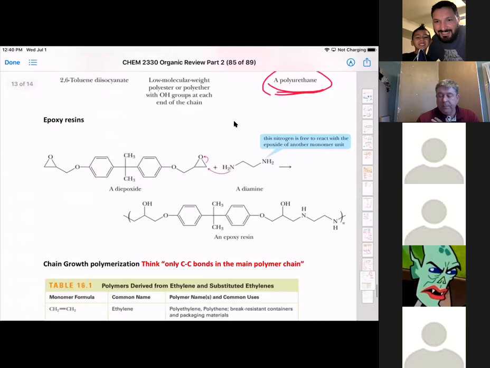And in the case of an epoxy, we have our nitrogen acting as our nucleophile, ring opening our epoxy, and we end up getting the system like that.